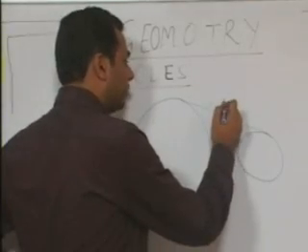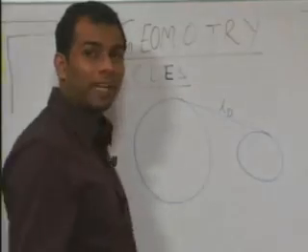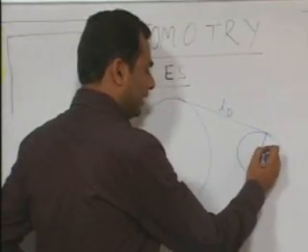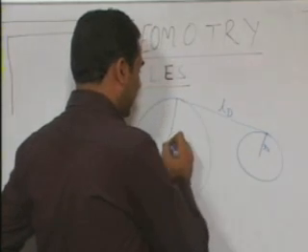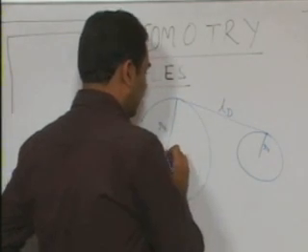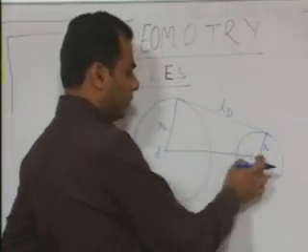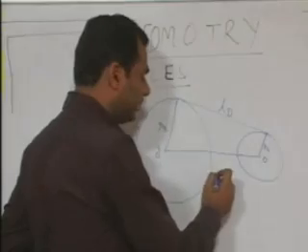And how to find out the length of this tangent? Let's say this length is denoted by LD, the length of the direct common tangent here. Now, if I say this is the radius R1 and this is the radius R2. Join these two centers, this is O and O dash. Let's say the distance between these two centers is D.